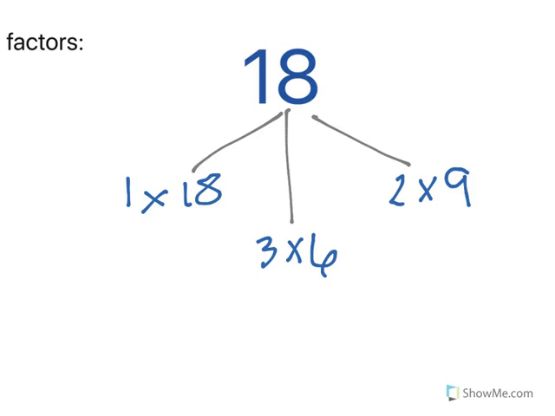Let's look at one more example. If I have the number 29, pause the video and think about the factors for 29. 29 is a unique number, meaning that there is actually only one set of factors to get to 29. The only way to make 29 is to say 1 times 29.